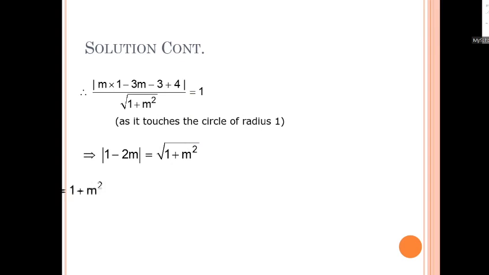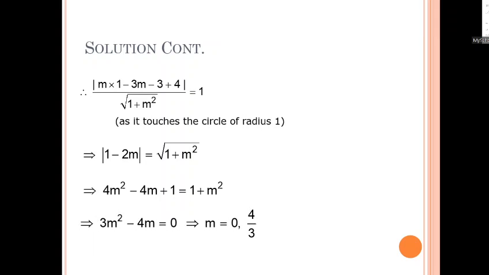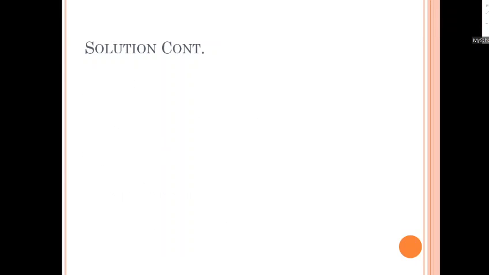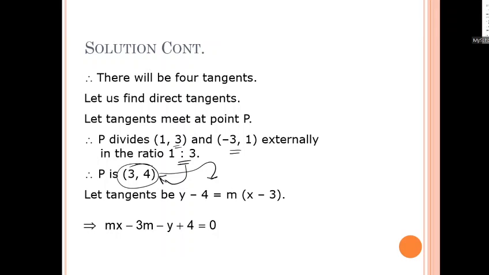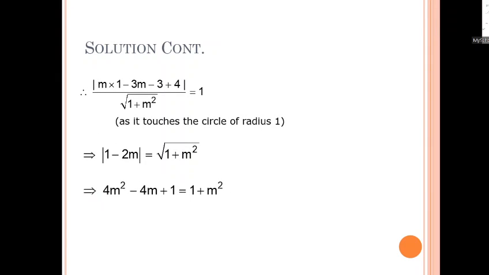इसके बाद स्क्वेयरिंग ऑन बोथ साइड्स, सब कुछ करने के बाद आपको 2 वैल्यूज आया m का, m इज इक्वल टू 0 और 4/3। ओके, इसके बाद आप m इज इक्वल टू 0 और 4/3 इस इक्वेशन में पुट करिएगा। समझ में आ रहे? देखिए बेटा, यहाँ तक समझ में आया? Yes, sir.